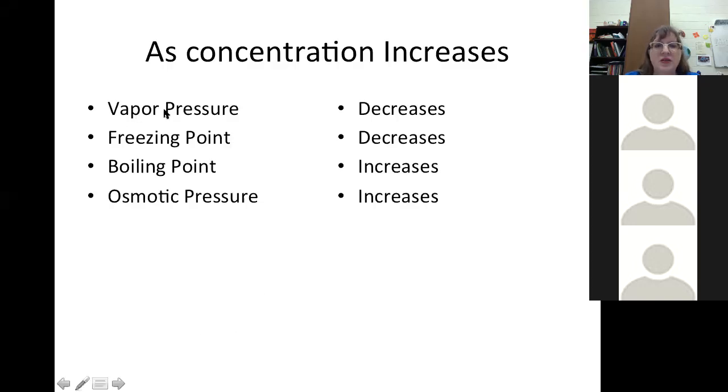Okay, so these are the four colligative properties here: vapor pressure, freezing point, boiling point, and osmotic pressure. So it's important to know what direction they're going to go. And then it's also important to know what is meant by each of these.